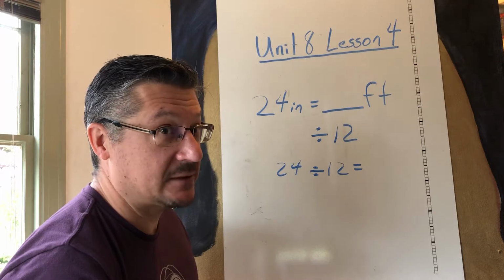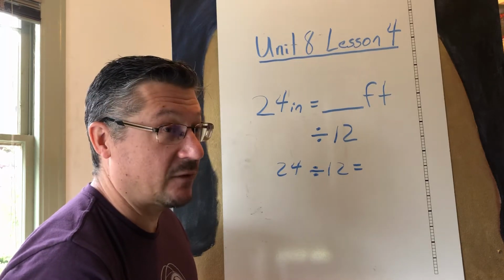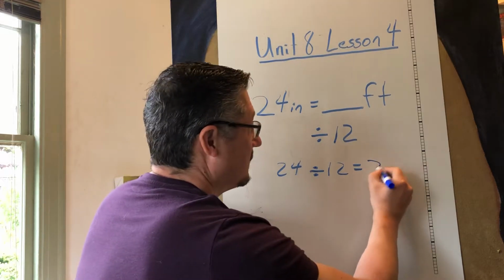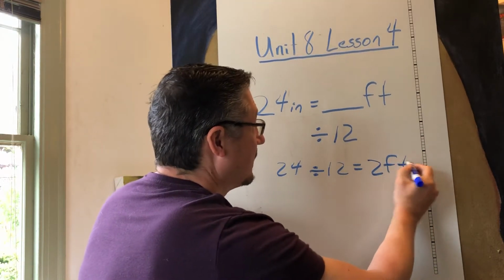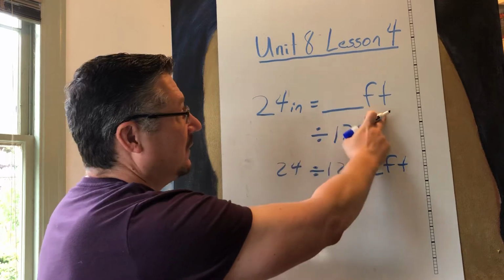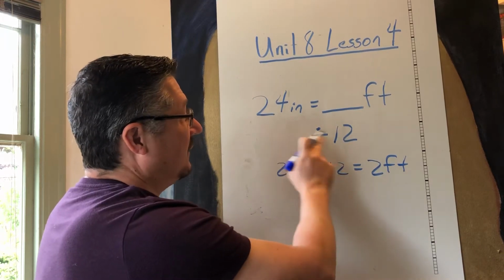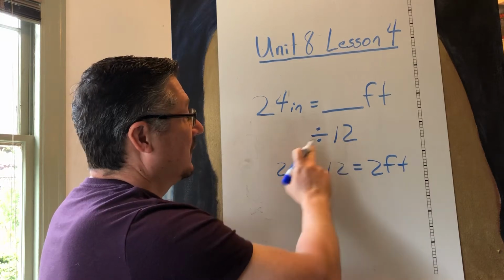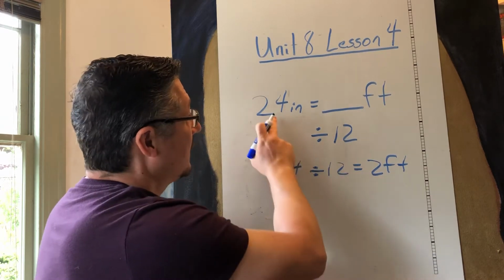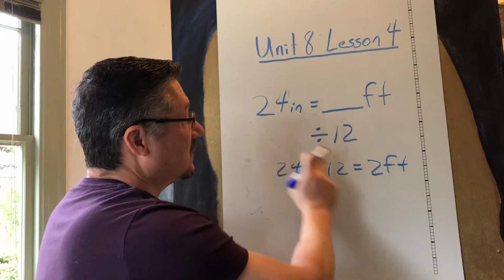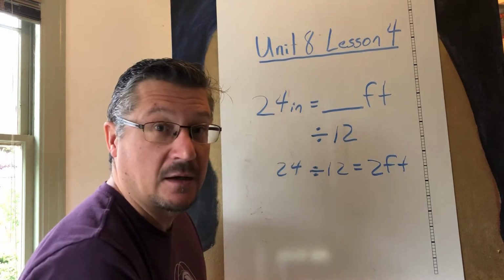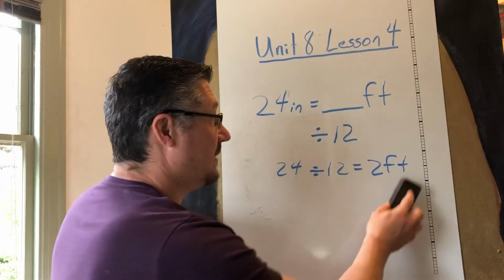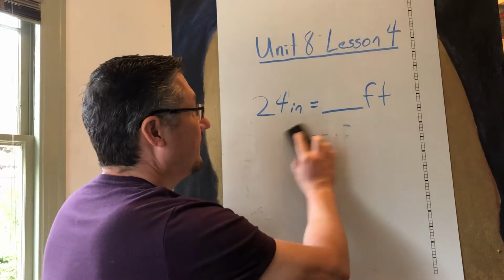I think most people can do this in their head. If you count by 12, 12 plus 12 is 24. So that's 2 feet. I went from a small unit to a large unit. I divided by how many inches are in a foot, which is 12, and that gives me 2 feet. So I went from 24 inches to 2 feet. All right, that's my first example. Remember, you can rewind this and watch this a few times if you don't get it.